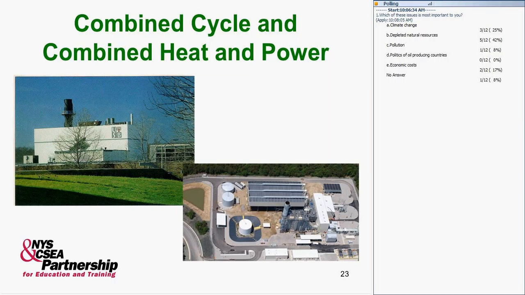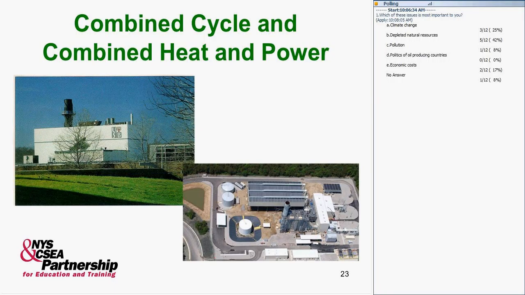The picture you see on the left is combined heat and power at Stony Brook University. Whatever is left over doesn't go out the chimney. They use it to heat water and make steam and heat all of the buildings in the complex. The picture on the right is a combined cycle power plant. It's the new Caithness plant that opened.